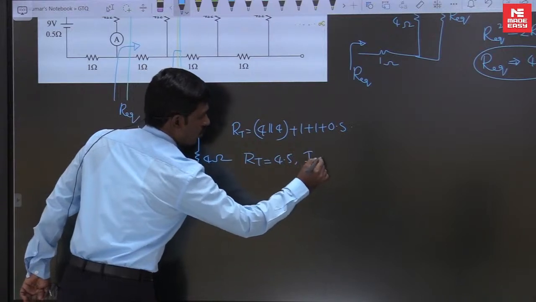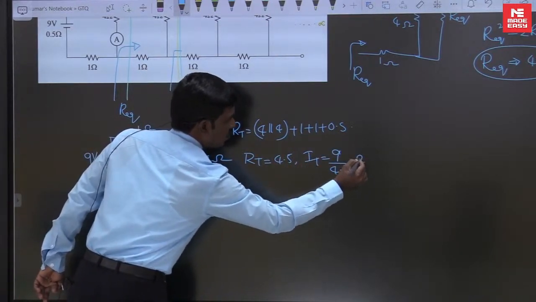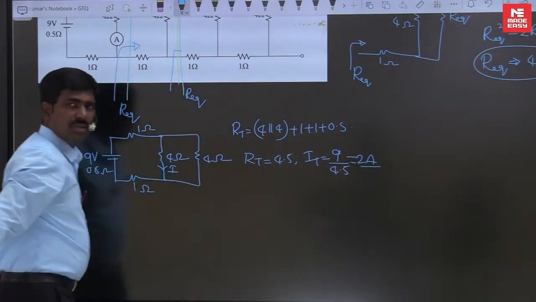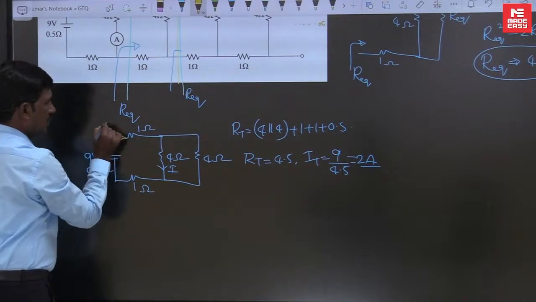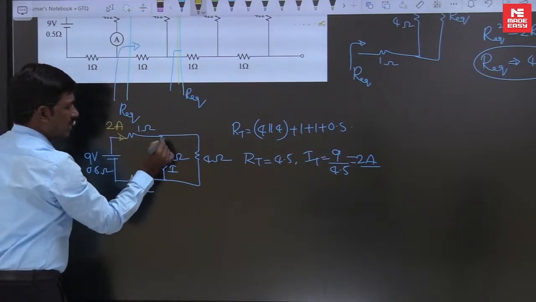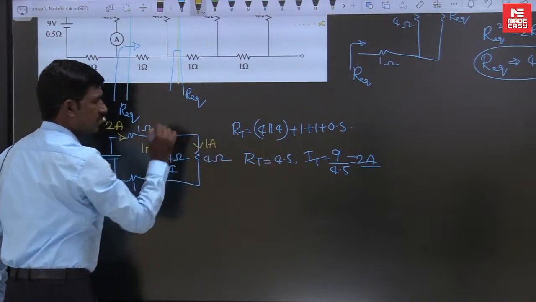So I total is equal to 9 by 4.5, which is 2 amperes. The total current is 2 amperes. Now the current is divided equally between the 4 ohm branches. So 1 ampere is the answer.